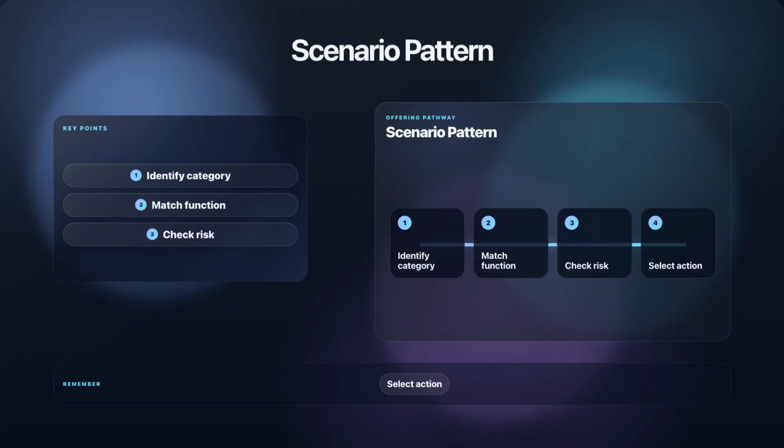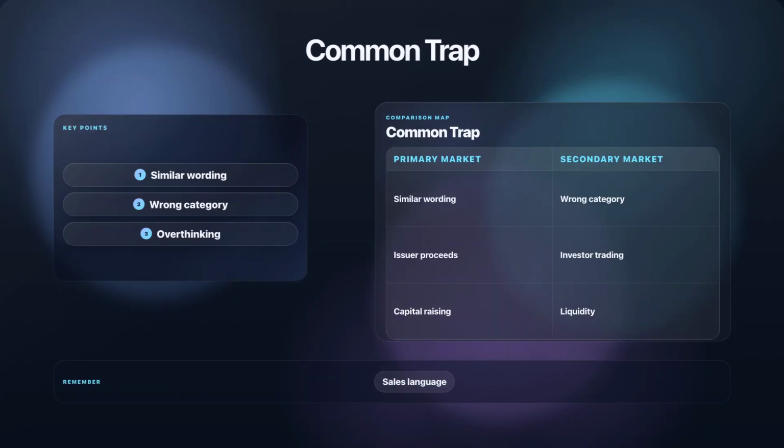A typical scenario gives you a few facts and asks for the best interpretation or action. Do not start with the answer choices. First, classify the situation. Then connect it to the rule, product, participant, or market function being tested. If an answer relies on secrecy, guaranteed results, or inside information, it is probably not compliant.